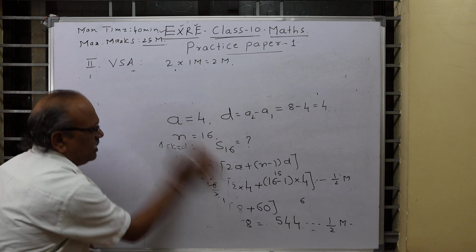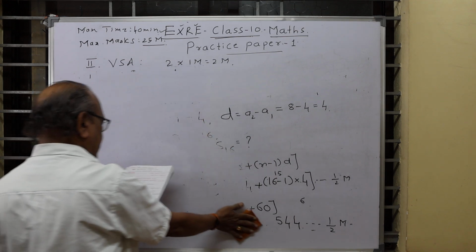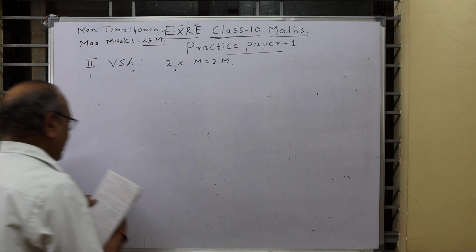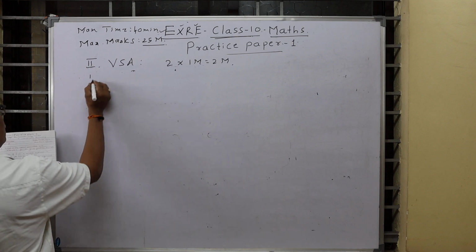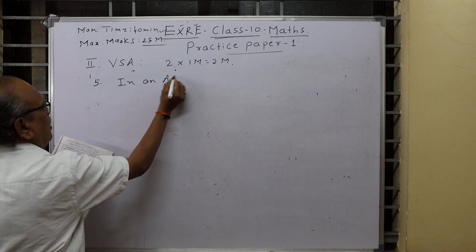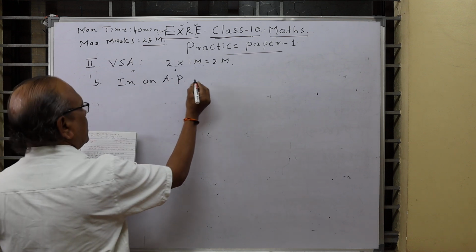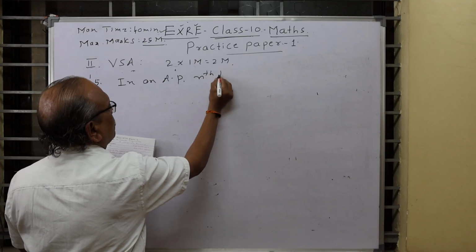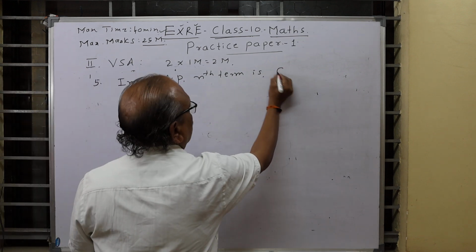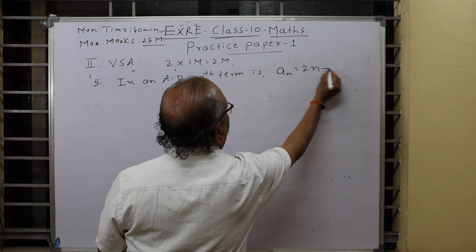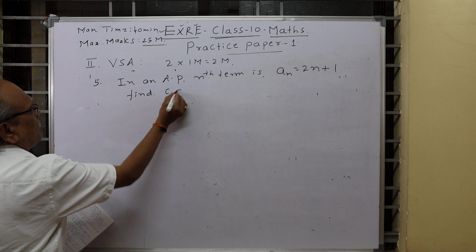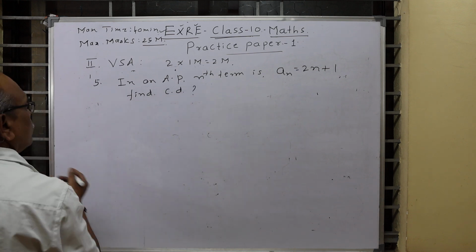Yes. The second problem is, in an AP, the nth term an is equal to 2n plus 1. I'll write the question. Note down the question first. Understand the question. Problem number 5. In an AP, nth term an is equal to 2n plus 1. Find the common difference. See, whenever you are given a problem like this, what can you do?